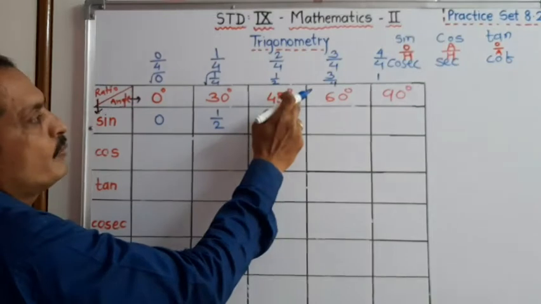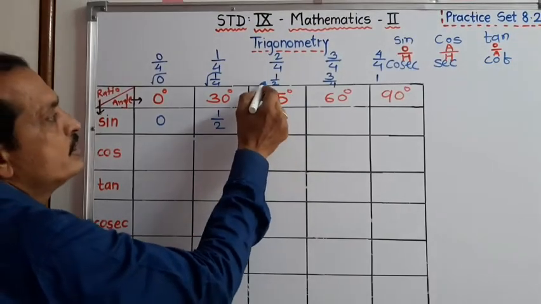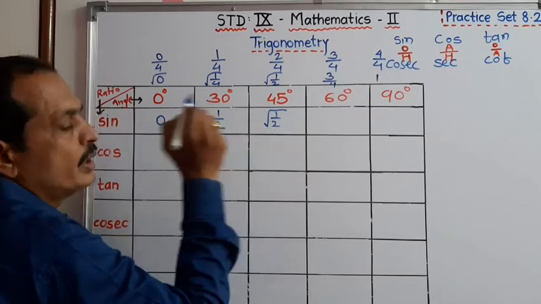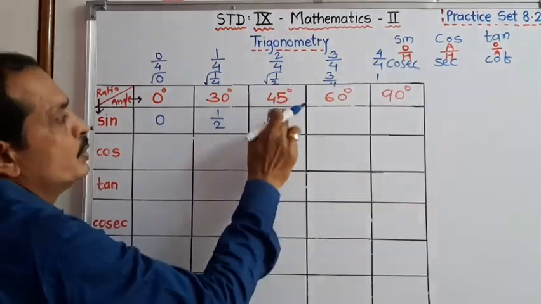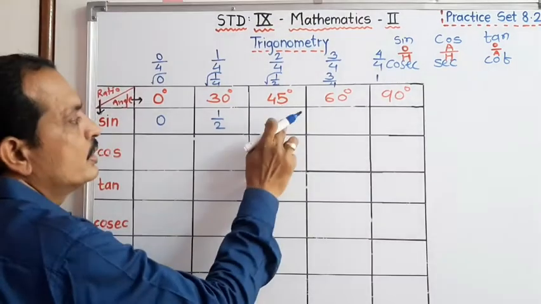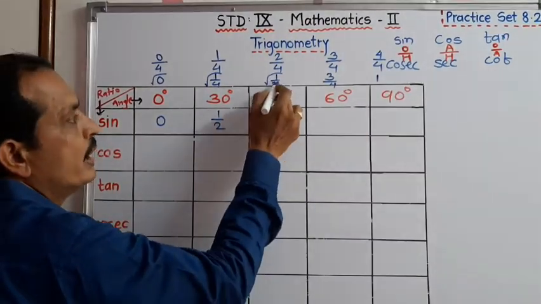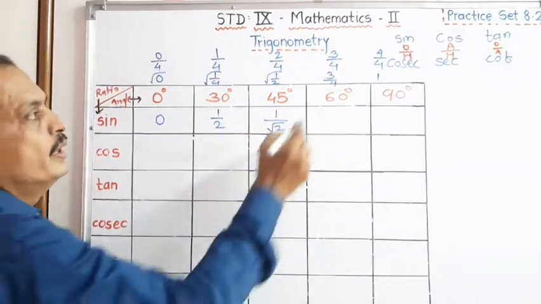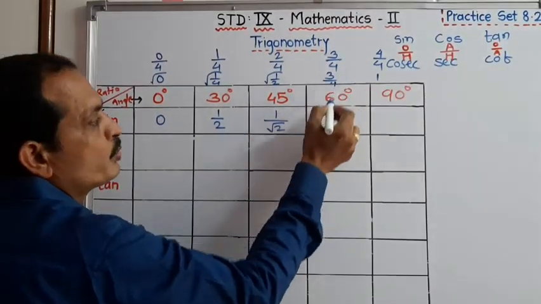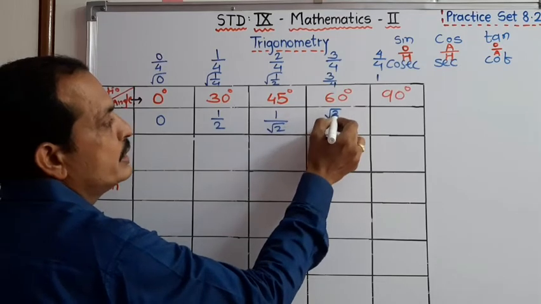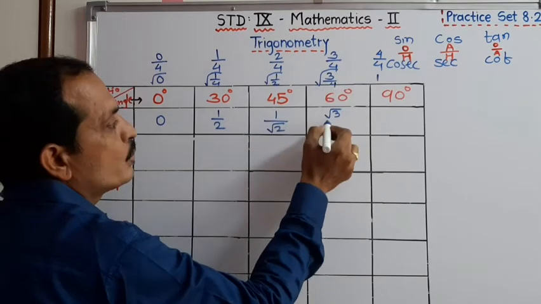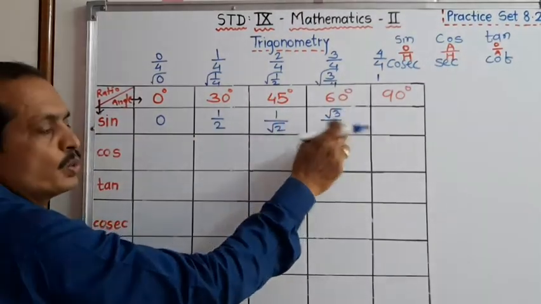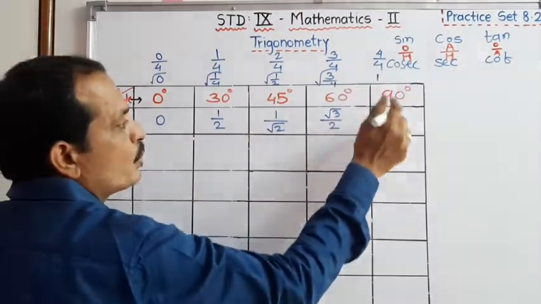Now we have to write the value of sine 45. It is under root 1 upon 2. Okay, that means we have to write the square root of 1 is 1 and square root of 2 is root 2. Then it is root 3 upon 4. Square root of 3 is root 3 and square root of 4 is 2. That means the value of sine 60 degree is root 3 upon 2 and square root of 1 is 1.